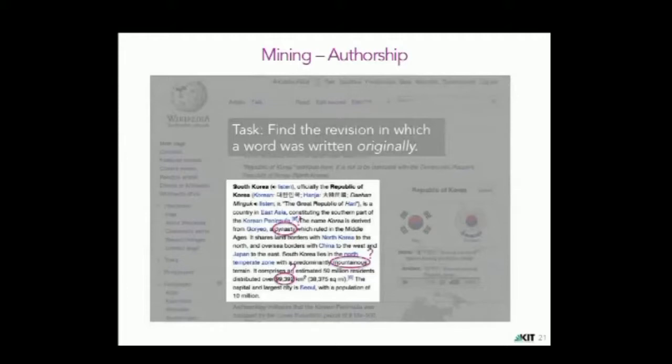And there was no satisfying solution. So what you have in Wikipedia are these revisions, and what many people do is diffing, like making the text difference, what is deleted and what is added. But usually you compare two revisions. This is a completely different task than finding out who wrote this specific word, this specific fact, in the history of all the revisions for the first time.